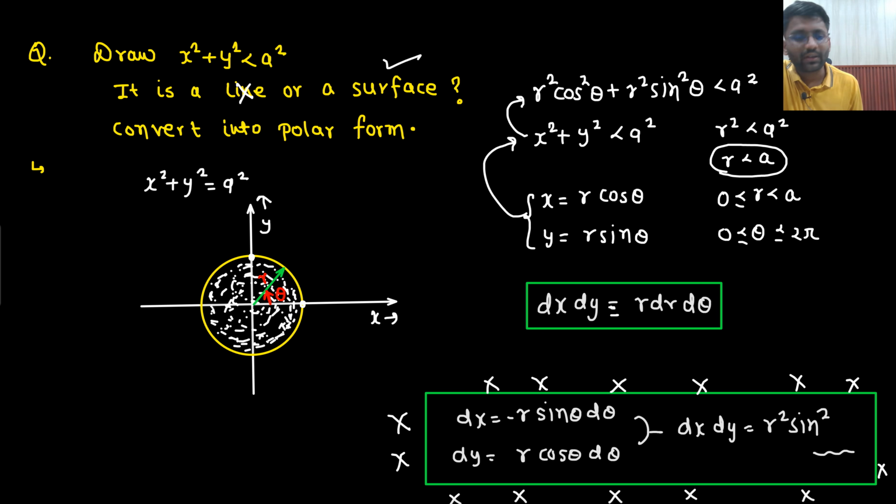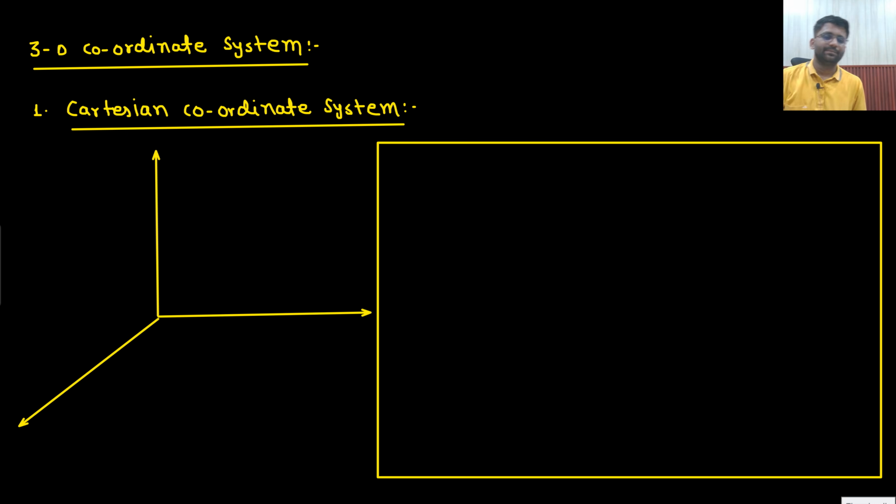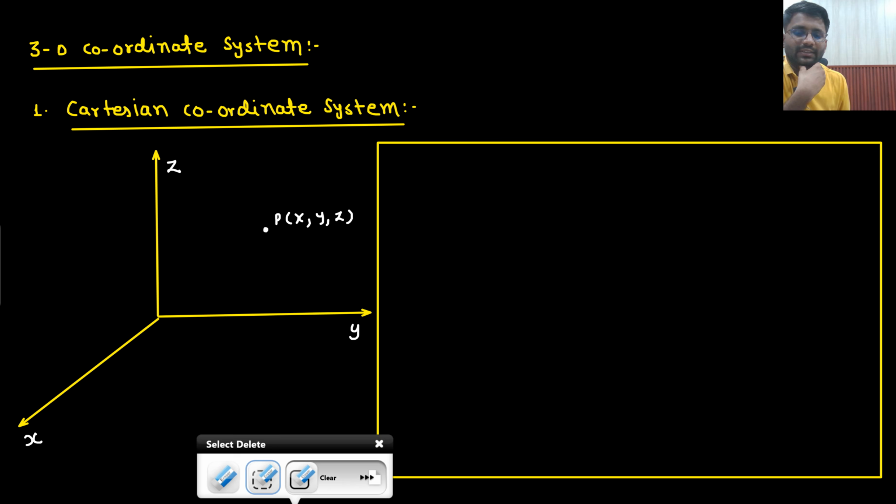Now we are going to talk about the 3D coordinate system. Okay. So in the 3D coordinate system, what do we know? X, Y, Z. So this is your x, this is your y, and this is your z. X, y, z coordinates we are making, and I need to reach some point P, which is x, y, z. How will I reach this point P? Very simple, sir.